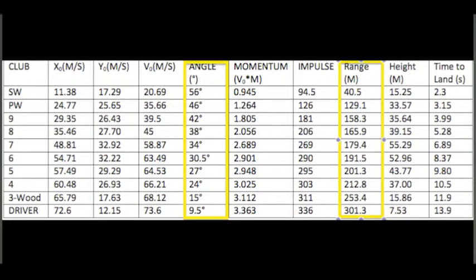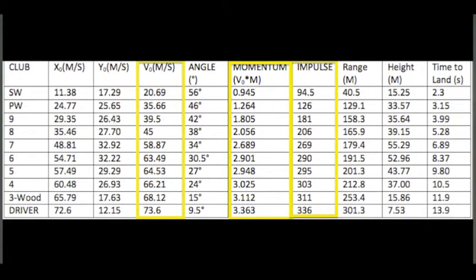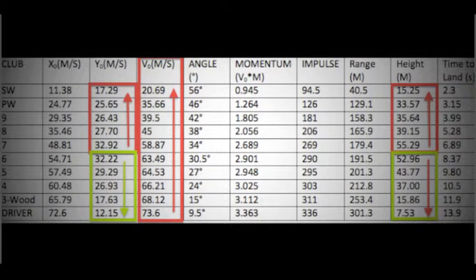The range decreases, and this happens because the x velocity also decreases. As velocity increases, momentum increases, because momentum is mass times velocity, and the mass stays constant. Impulse also increases, and this happens because impulse is the change of momentum. It increases from the sand wedge to the 7 iron, and it decreases from the 6 iron to the driver.